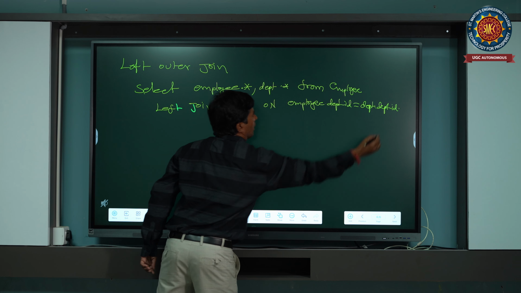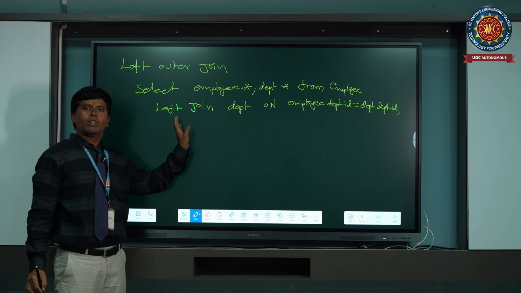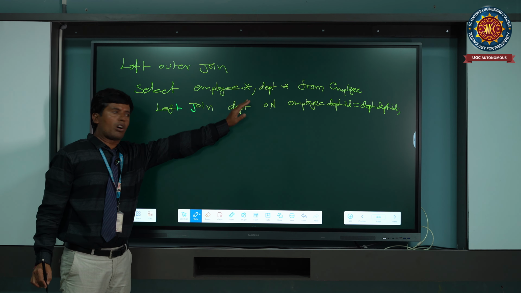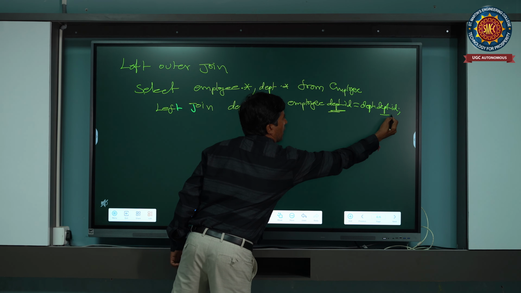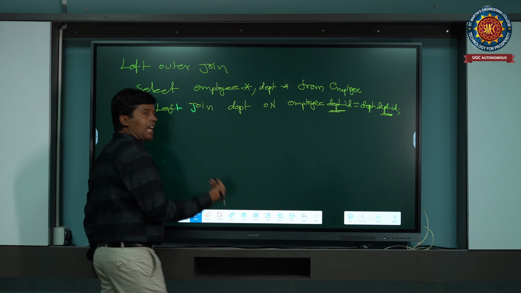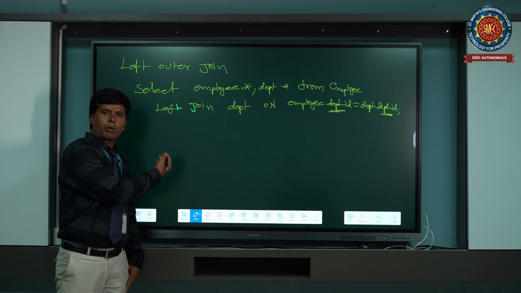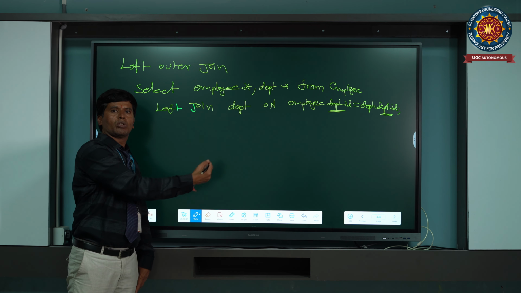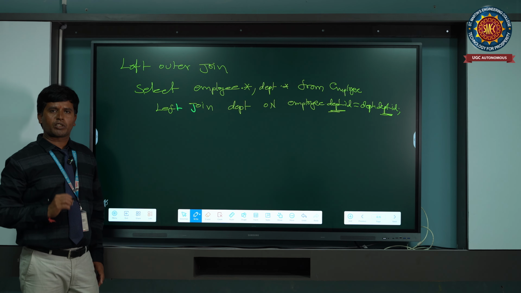In this way, we are going to select the entire record from both tables which match based on the common columns, department ID in the employee table and department ID in the department table. Along with that, we get one more record extra, of an employee working under a department that does not exist in the department table. Those records we also select. That is the importance of left outer join.